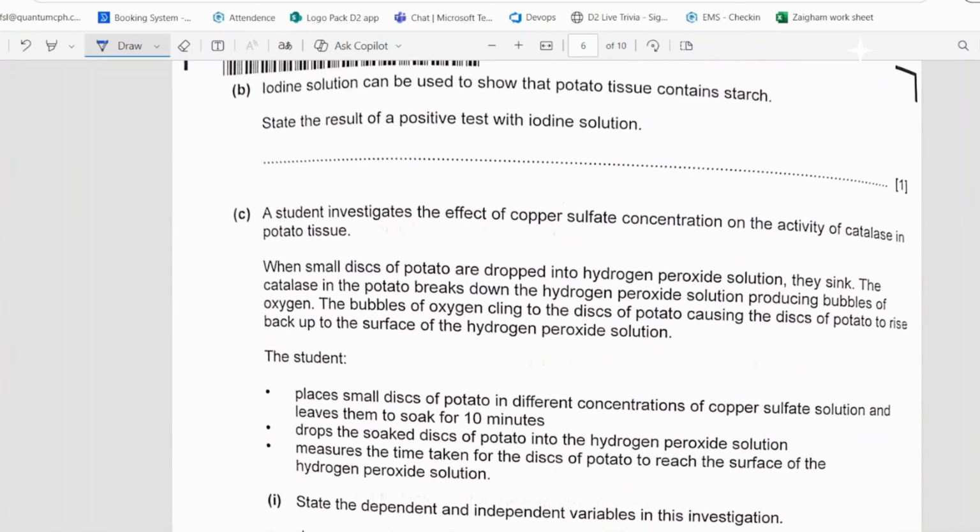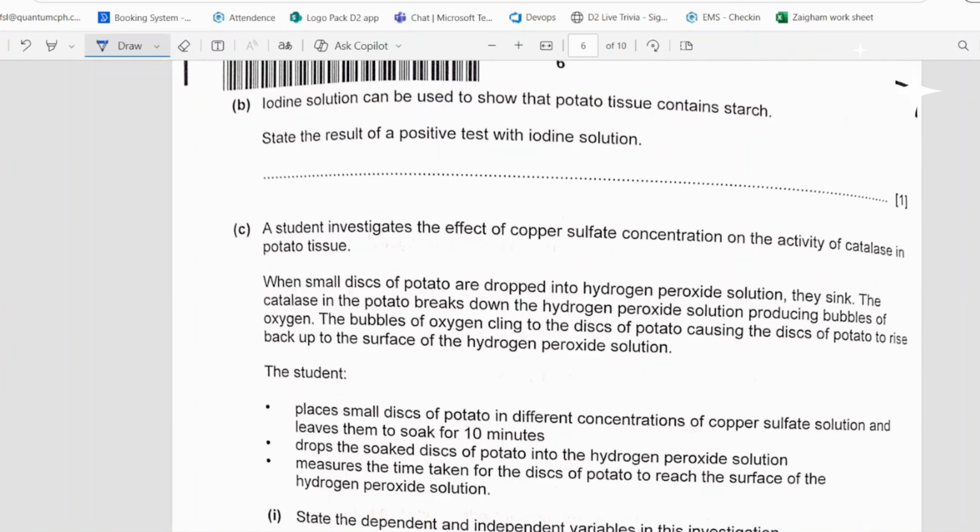Next one is iodine solution can be used to show the potato's tissue contains starch. What is the positive test with iodine solution? What can be the positive result? Blue black. Okay, the color changes to blue black.